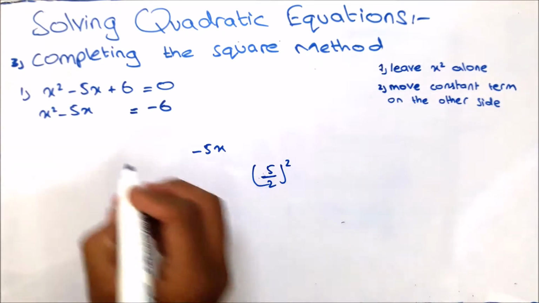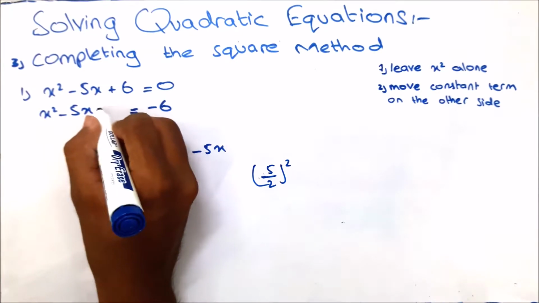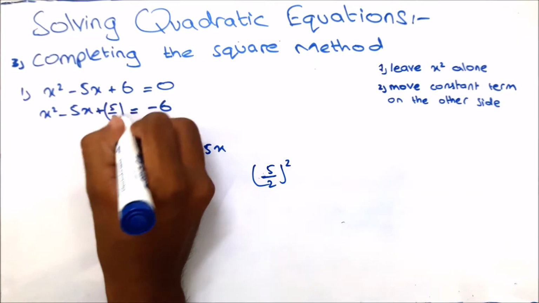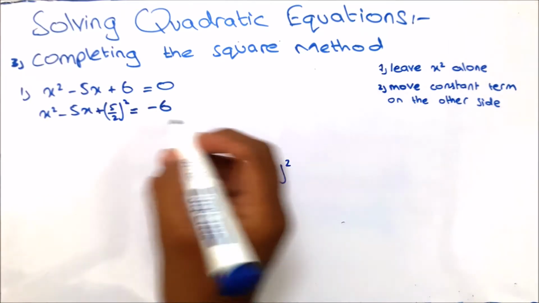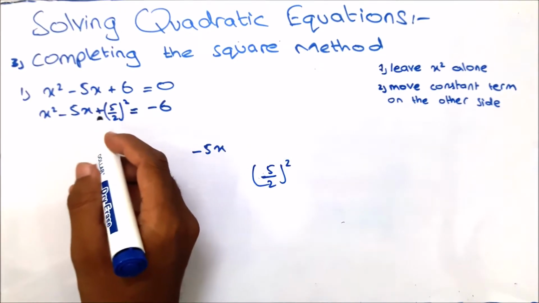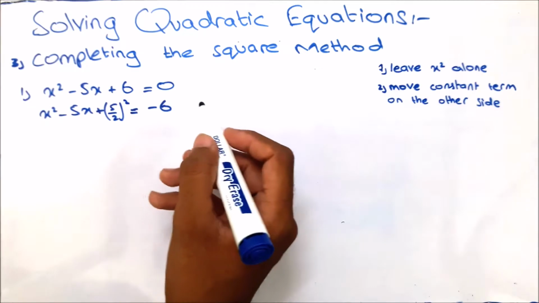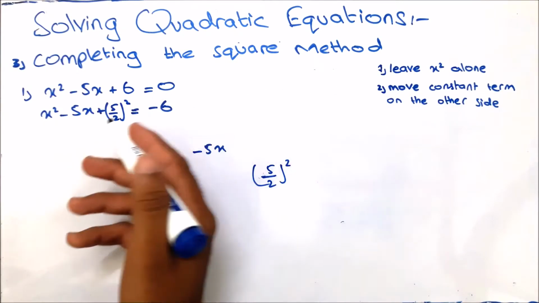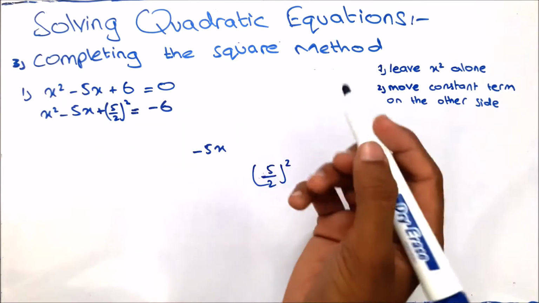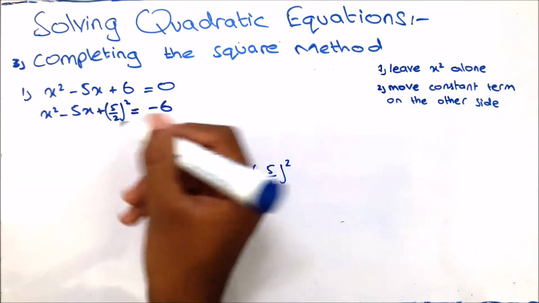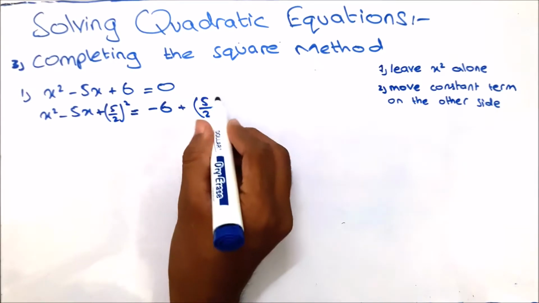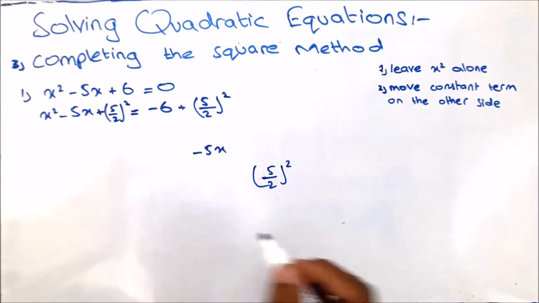Okay, so here we have plus 5 divided by 2 whole square, and when we add something on this side, we'll add it on the other side as well to make it even. We can't just add something to an equation on one side. That just won't be fair. Okay, so here we add it again, 5 divided by 2 whole square.